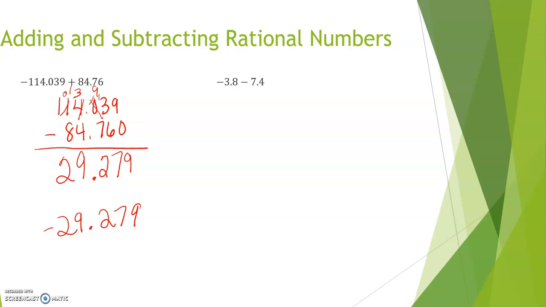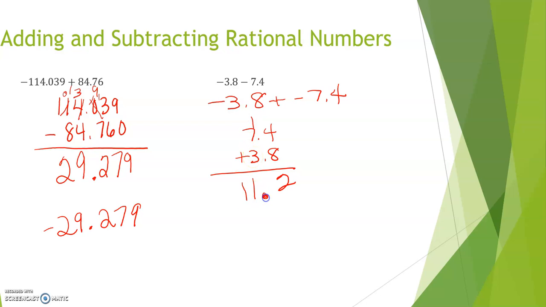We're going to rewrite negative 3.8 minus 7.4. It's negative 3.8 plus negative 7.4. Signs are the same, so we're going to add our numbers. 7.4 plus 3.8. 12, carry the 1. 3 and 7 and 1 is 11. And looking back to our problem, our answer is negative 11.2.